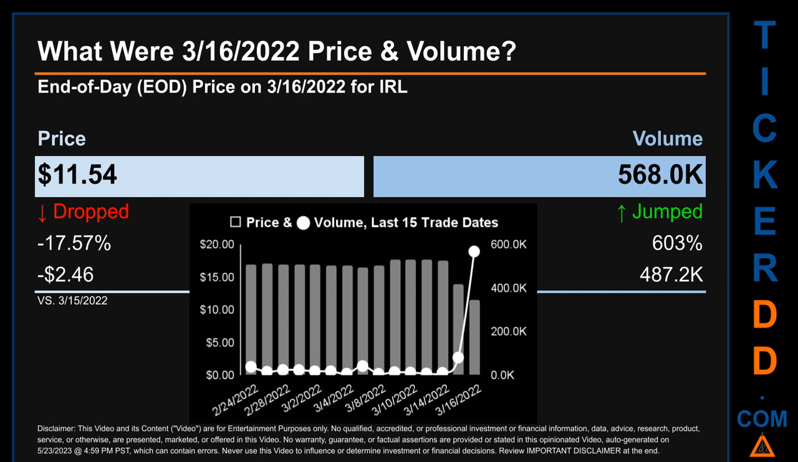The graph shows price and volume for the last 15 trade dates. Across a range of $6.22, the max and minimum end-of-day price were respectively 17.76 and 11.54. Volume saw a range of 561.8 thousand, from a day low of 6.2 thousand to a day high of 568,000.